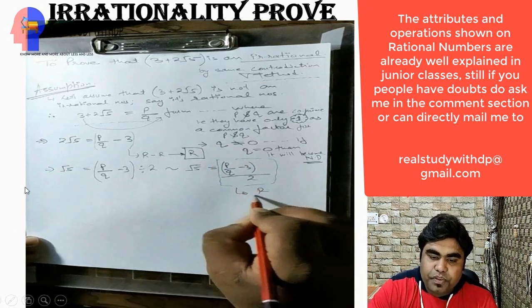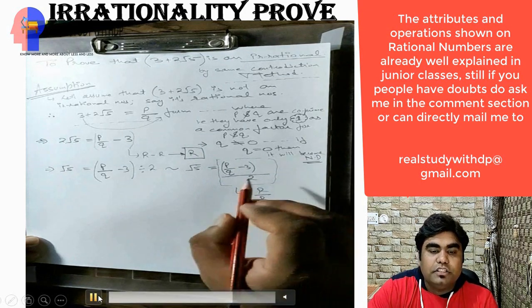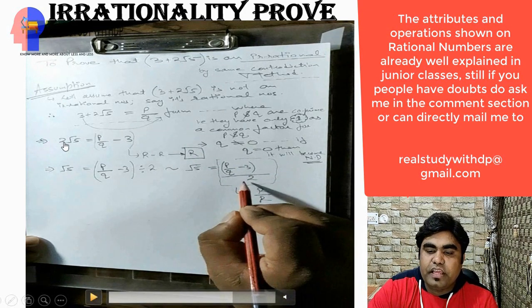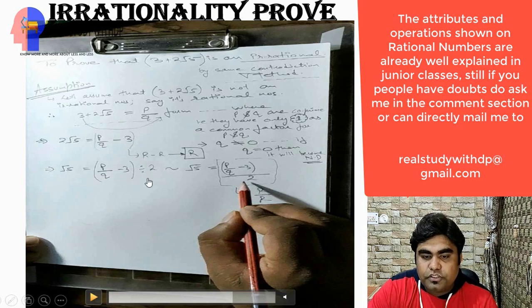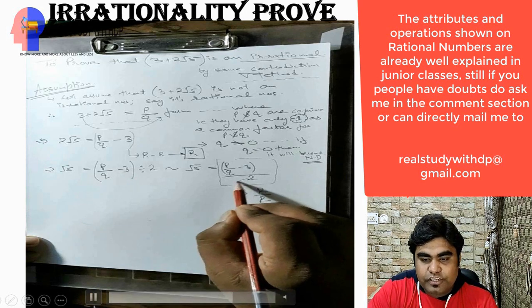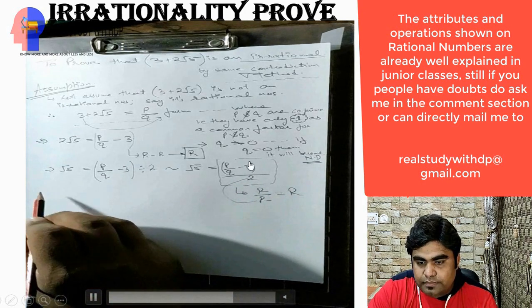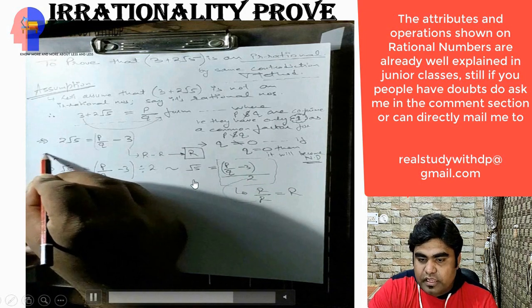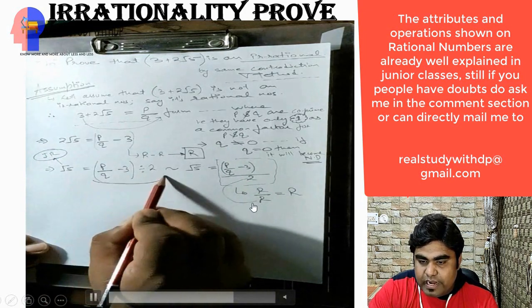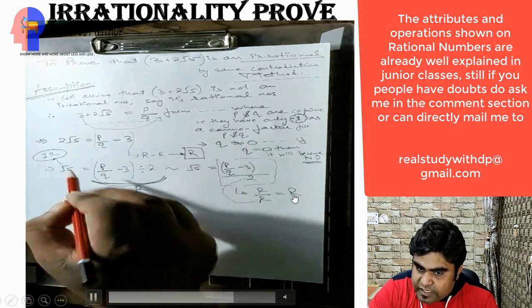Now this 2 is here, so it is in multiplication. When we shift 2 to this whole statement, it is going to be in the division form. See, I have written it here. Again, this whole system is rational, and rational divided by rational always ends up with rational. So this whole system divided by 2 can be written as rational divided by rational, which ends up with rational only. So this whole statement is rational.